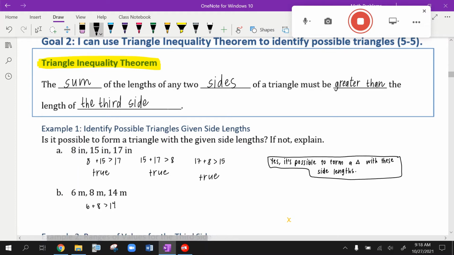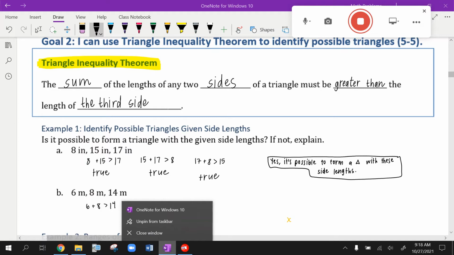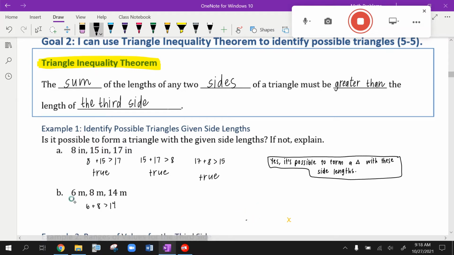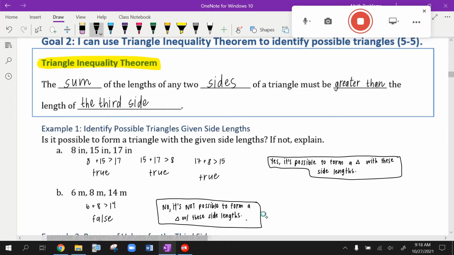Next, part B, we have choose any two pairs to begin. So for example, choose 6 and 8. 6 plus 8, is that greater than 14? No. 6 plus 8 is equal to 14, not greater than 14. So since that's false, you can stop here. You don't have to choose any more pairs. And you can say it is not possible to form a triangle with these side lengths.